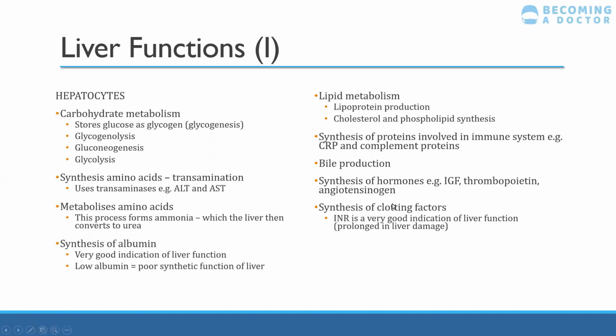And your liver also synthesizes clotting factors. So again, like I said about your albumin, you can look at that when you're looking at the function of the liver. You could also look at your INR, which is like your prothrombin time, and that would give you a very good indication of the liver function, because if it is prolonged, it means that it's taking longer for your blood to clot, which may point towards a deterioration in the liver. So what they do is they look at all three of these things. They look at your LFTs, they look at your albumin, and they also look at clotting factors.